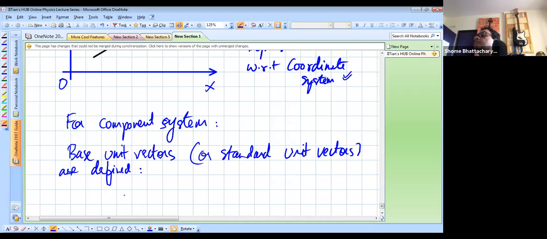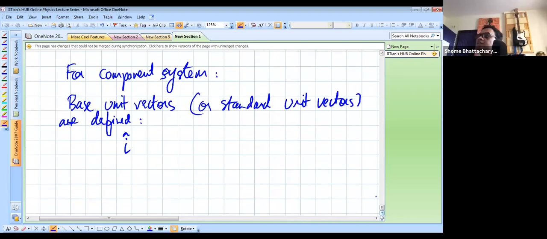So we define something called i cap. If you've been reading ahead in your vector algebra book, you will see a lot of questions and explanations with i cap. So i cap is nothing but a unit vector. That means its magnitude is 1, but its direction is along what? Along the positive x-axis. So it's a unit vector along the positive x-axis.